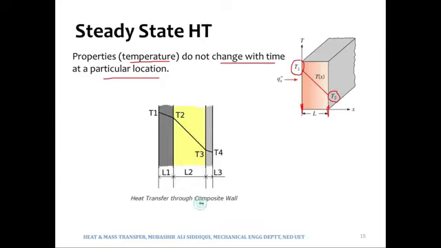Over here it says composite wall. We will come across composite wall later. A composite wall is a wall which is composed of more than one material. Different materials would have different thermal conductivities, which will change the amount of heat transfer even if they have the same thicknesses. We will come across composite walls later.